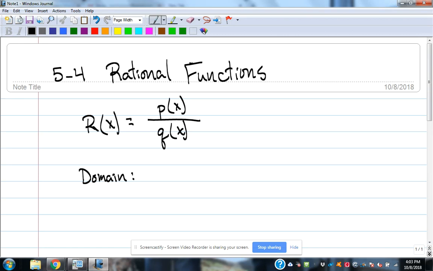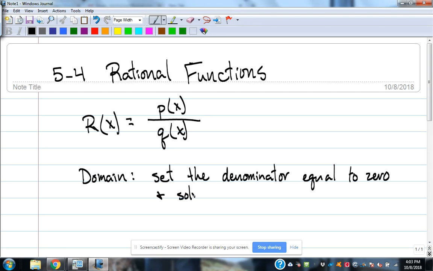If there's an x in the denominator, the thing we learned in Chapter 3 was to find the domain, you set the denominator equal to 0. So you're going to set the denominator equal to 0 to find the domain every time. This is before you do anything else. And we'll set that denominator equal to 0 and solve and find those restrictions on the domain.